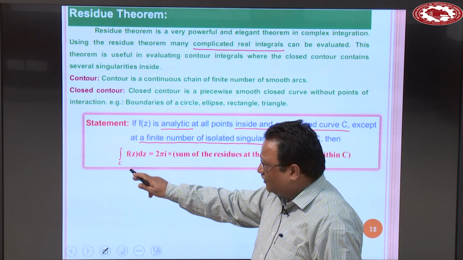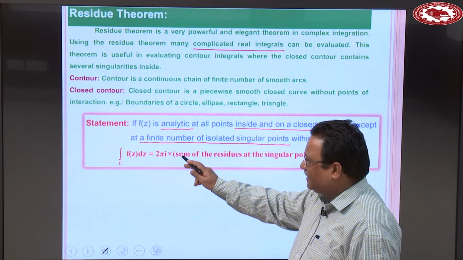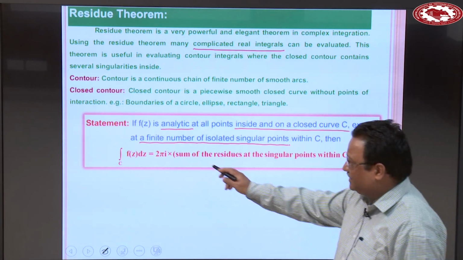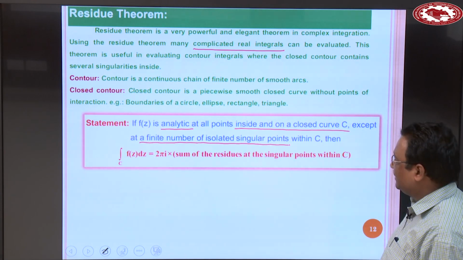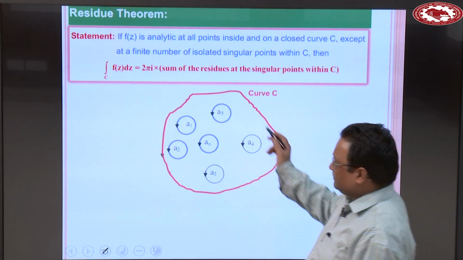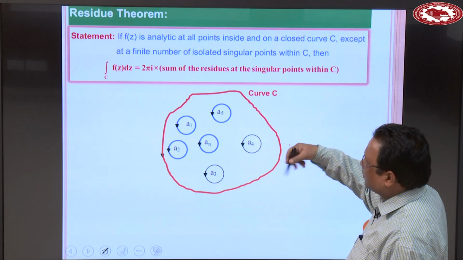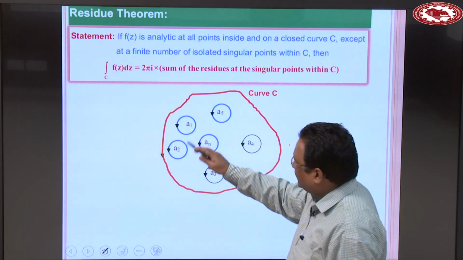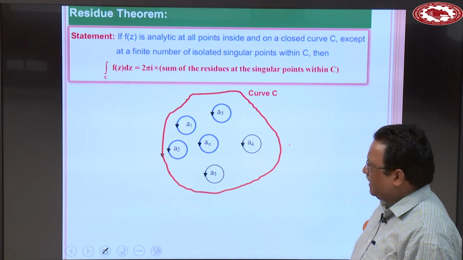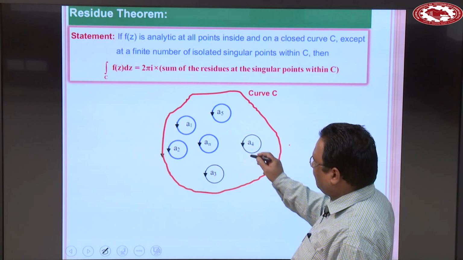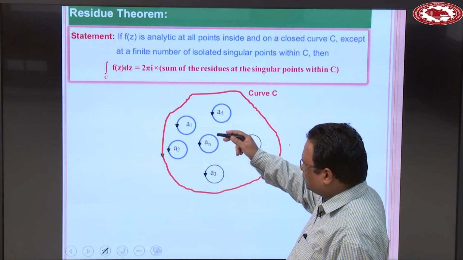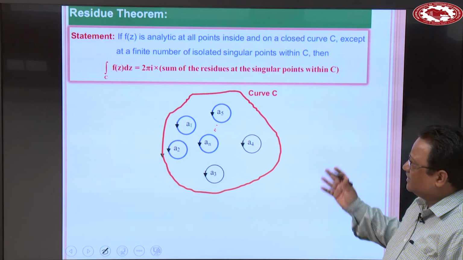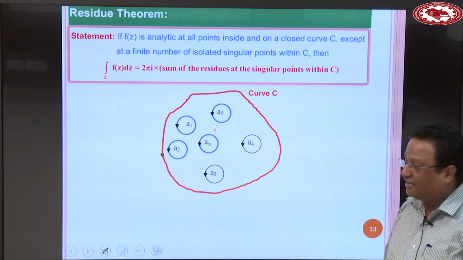In that case, the integral over C of f(z) dz is equal to 2πi times [residue f(a) plus residue f(b) plus residue f(c)], meaning the sum of the residues at the singular points within C. So, this one is a closed curve. Within and on the closed curve, the function is analytic except at the points a1, a2, a3, a4, a5 and so on up to an. Except these points, this function is analytic.